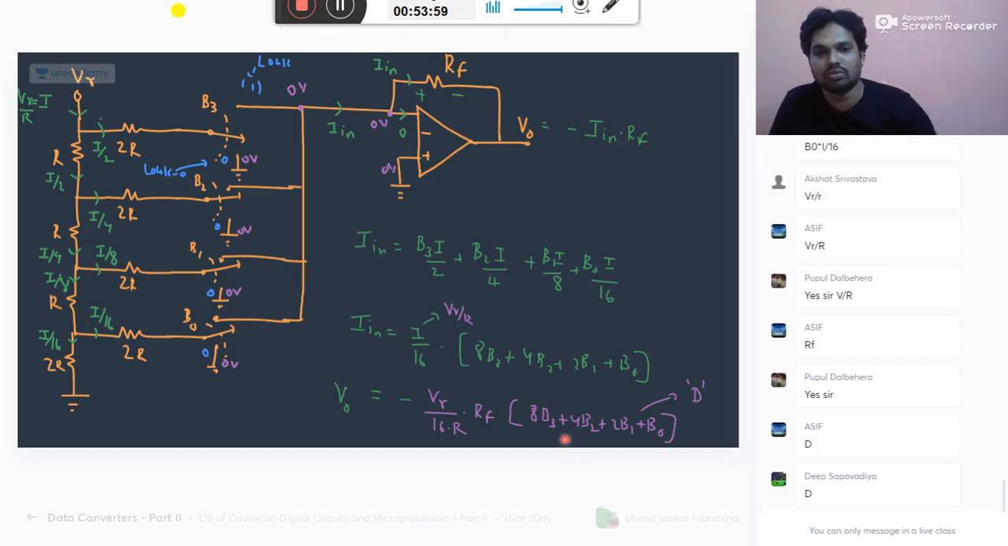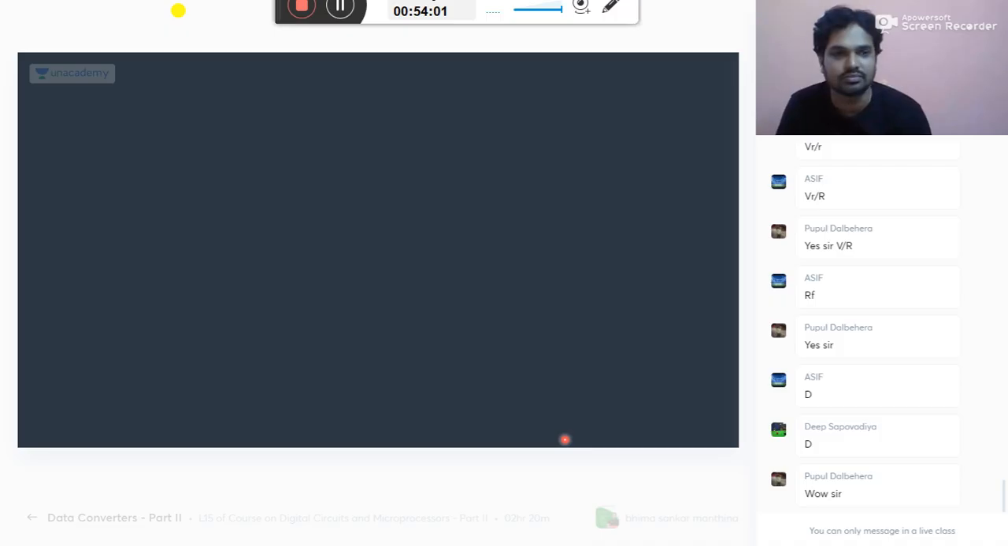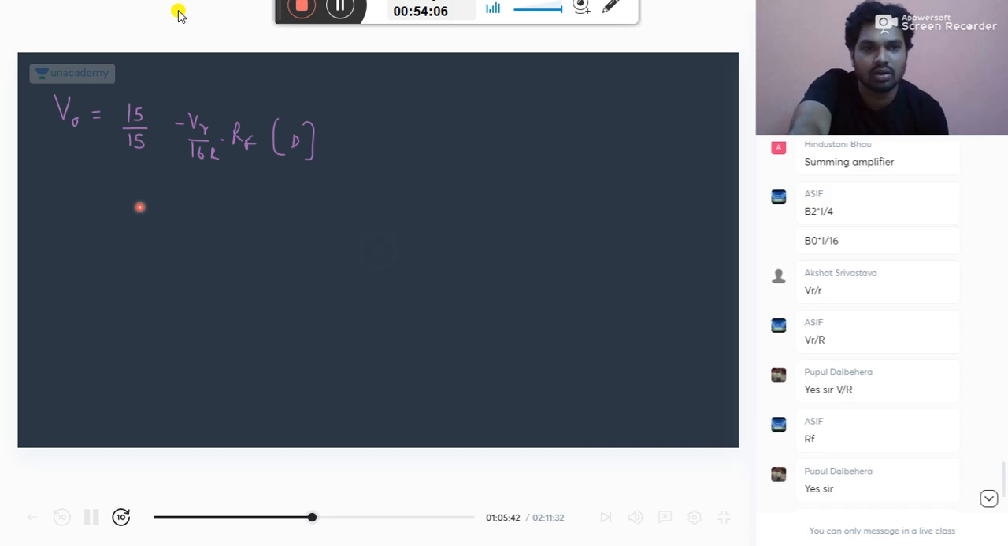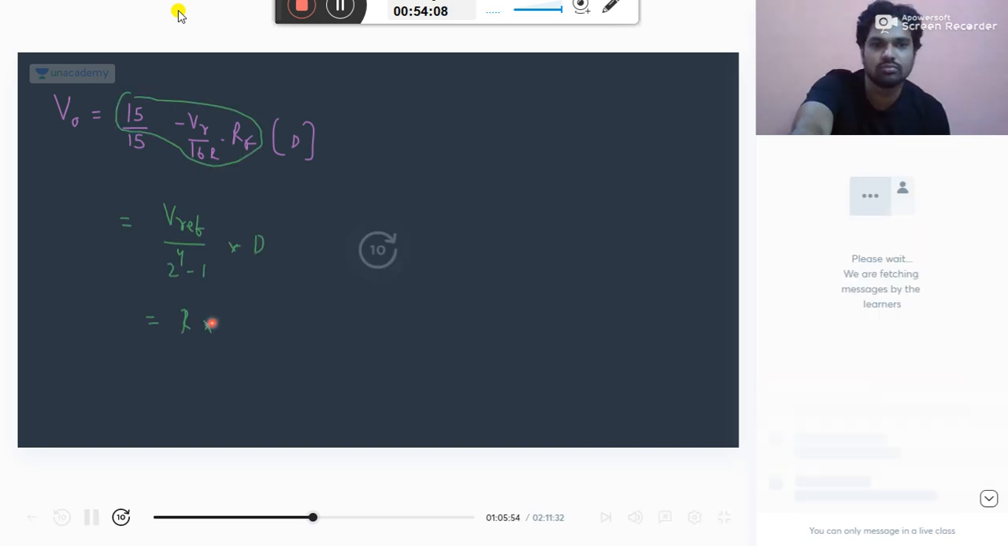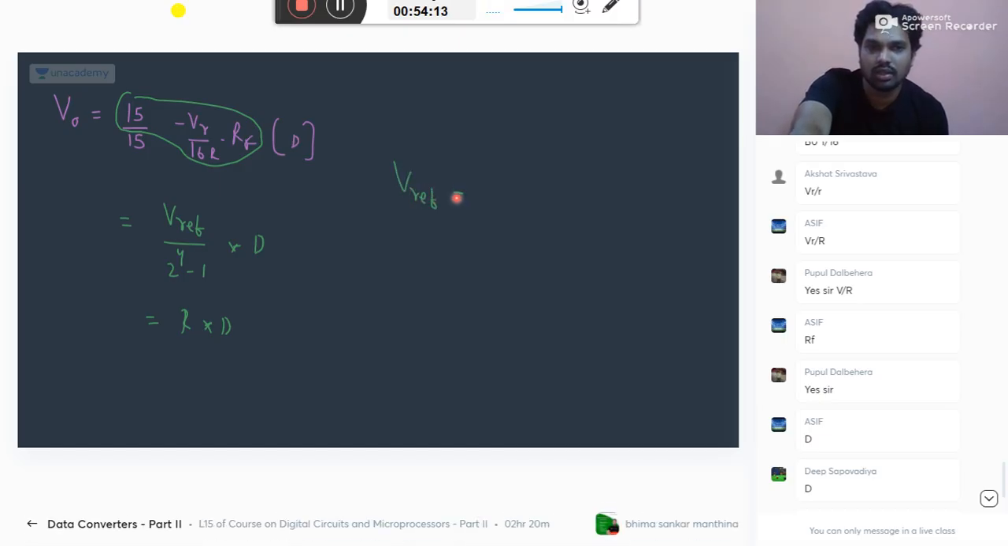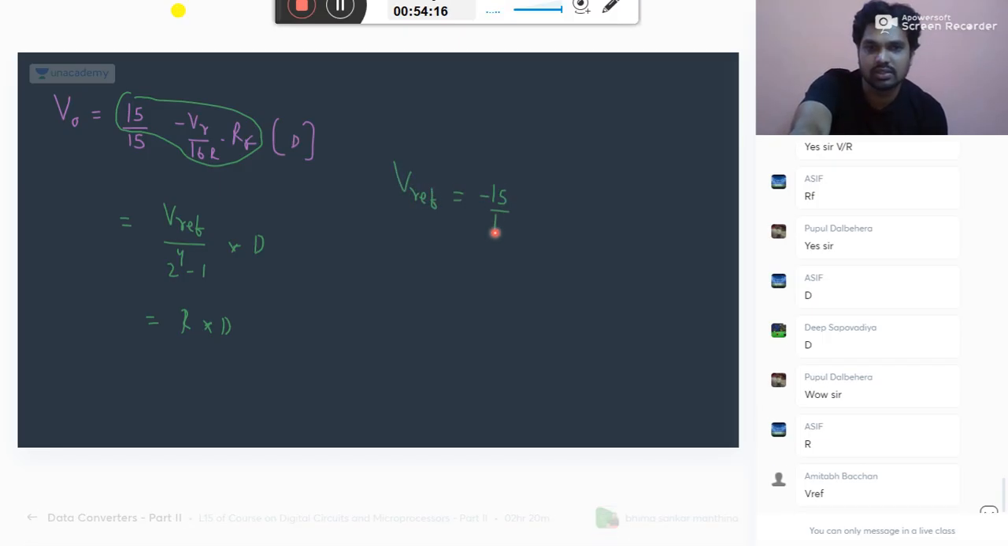Okay, so now listen here. V0 is equal to minus 15 by 16 into VR into RF by R, for the maximum. This is how you can control the maximum voltage you will get. These are the parameters which are in your hand only. That will decide the maximum voltage you will get, and your resolution, everything. V reference and resolution.